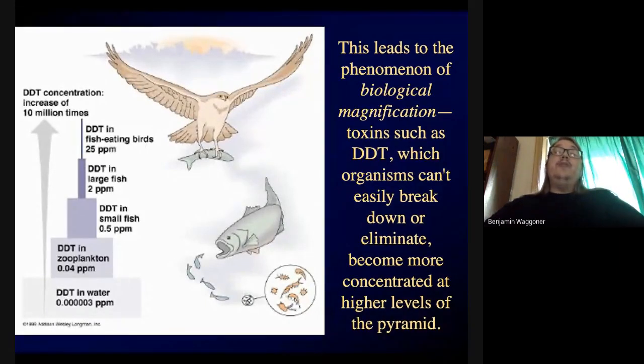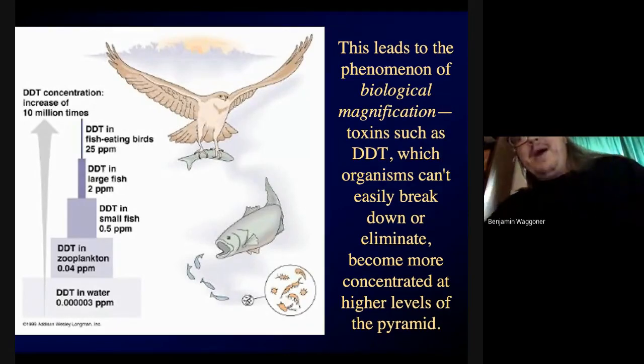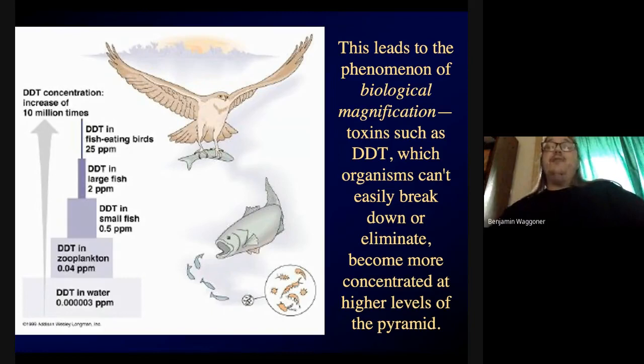DDT washing into pond water, for example, or lake water, might wash in at an extremely small concentration. If you can see the slide, it says 0.000003 parts per million. Okay, percent is parts per 100. This is 0.000003 parts per million. A part per million is 1/10,000th of a percent. And the amount of DDT in pond water is a tiny fraction of that.